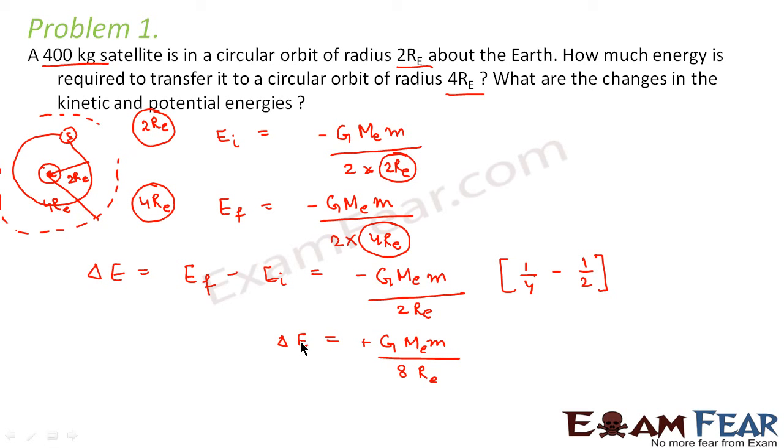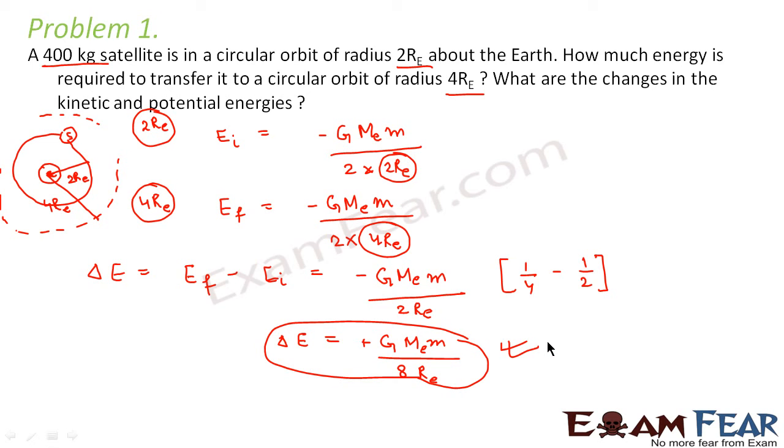That means this much energy is required to transfer the orbit from a radius of 2 RE to a radius of 4 RE. So this would be the energy that is required. So the first part of the question is solved. The second half says, what are the changes in kinetic and potential energies? Now let us solve the first part as well.